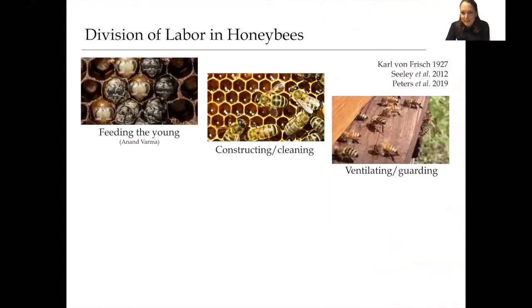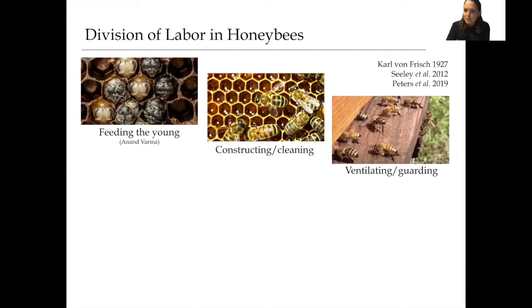So honeybees are a landmark example of eusocial organisms where individuals in the colony have different tasks. Some of these tasks include feeding the young, constructing or cleaning their honeycomb, guarding the entrance to the hive, or ventilating it. And all of these cost energy.